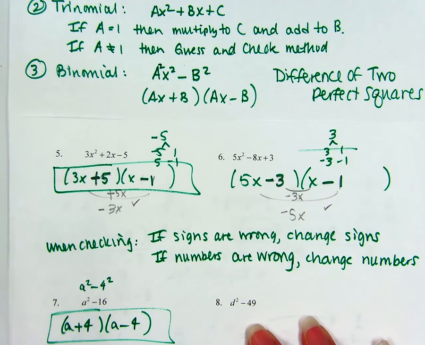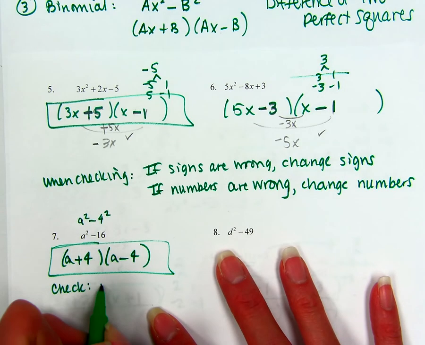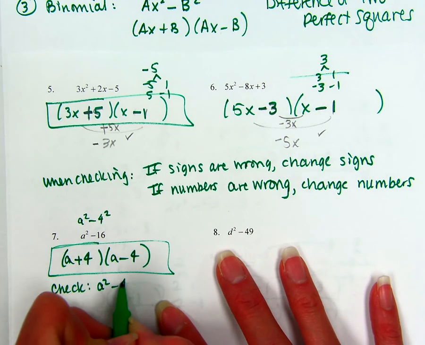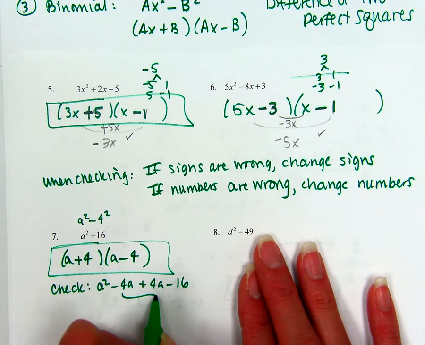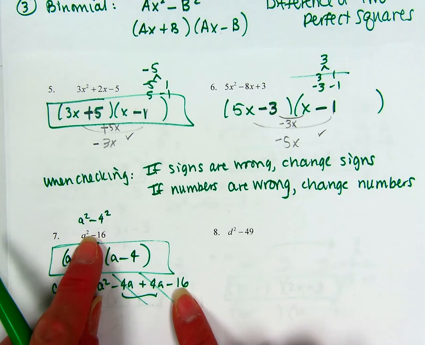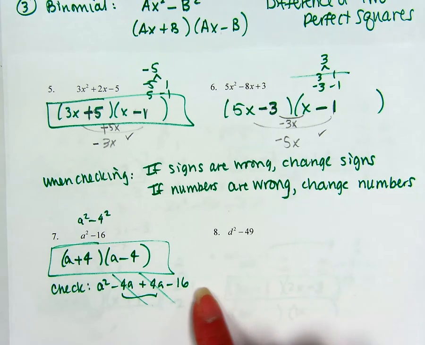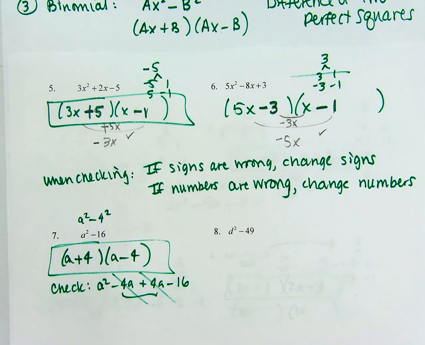The reason why this works, if you check it, if I multiply first times first, outer times outer, inner times inner, and last times last, what happens to those? They cancel out, right? Leaving you with just an a squared and a minus 16. You don't have to do this. You can just go right to the answer. But I just wanted to prove that that really works.